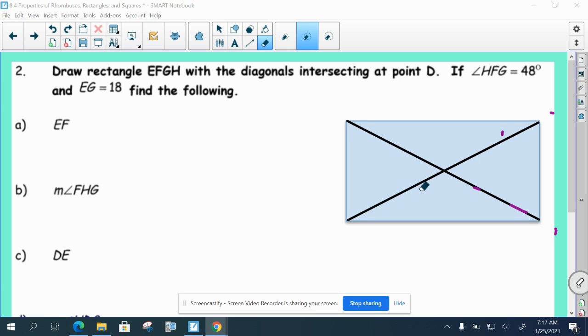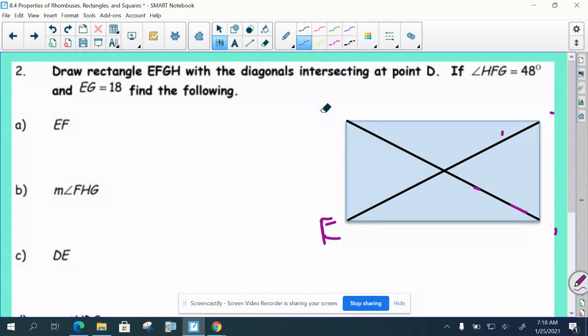Alright, so let's take a look at this example with the rectangle. I've already got the diagonals drawn, and sorry, the video canceled out, so I had to start over. So it says we're going to do E, F, G, H, and this says HFG is 48. So HFG, this angle here, is 48.